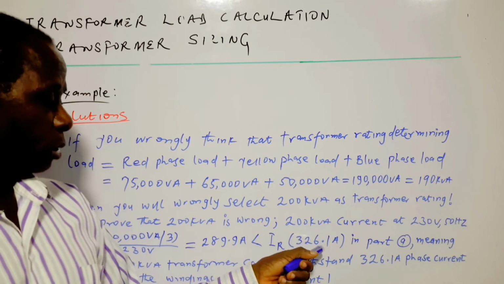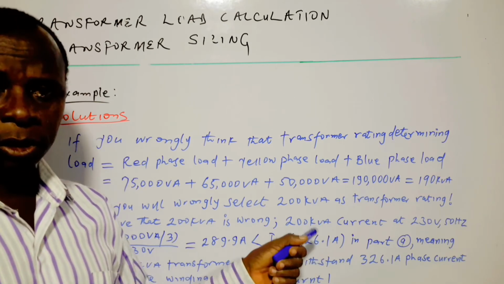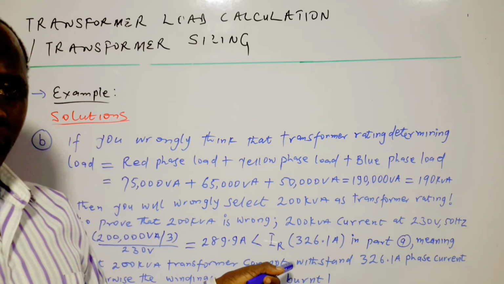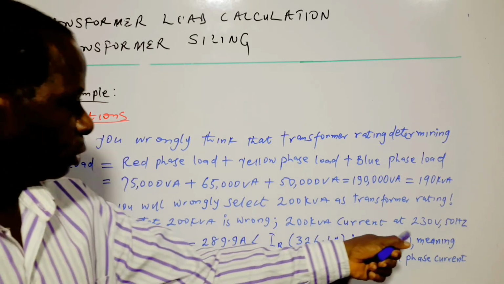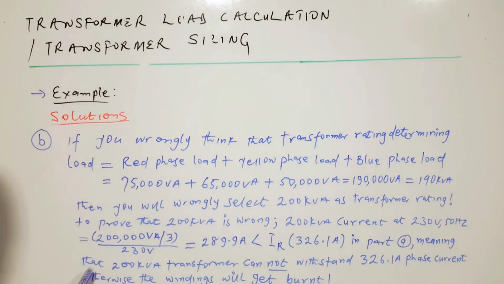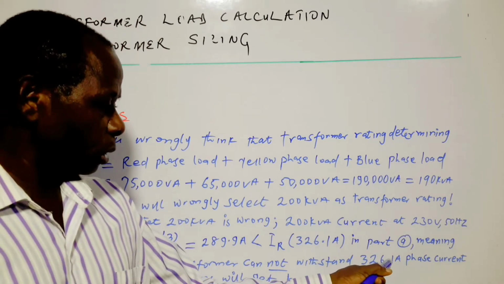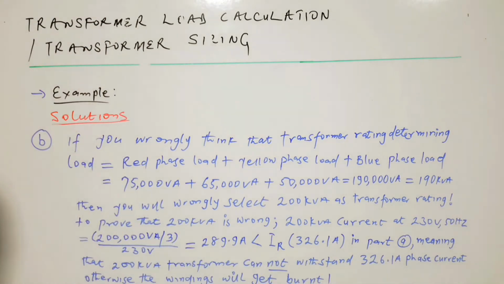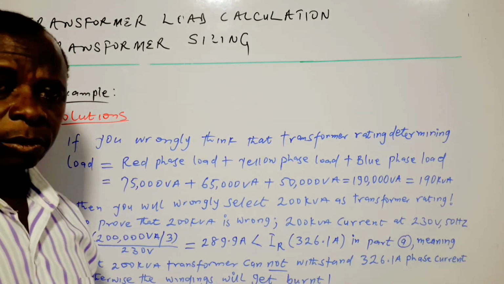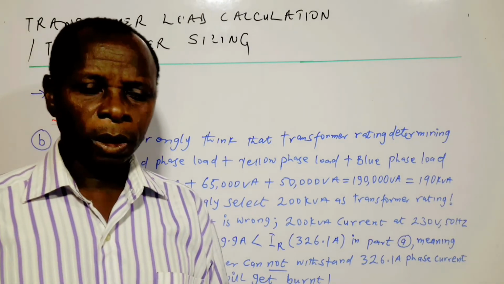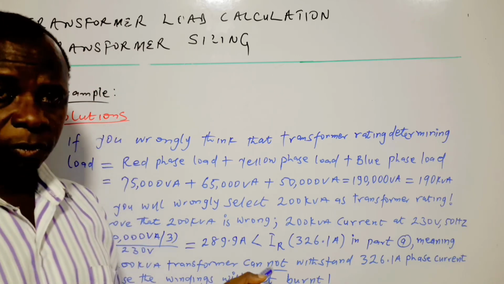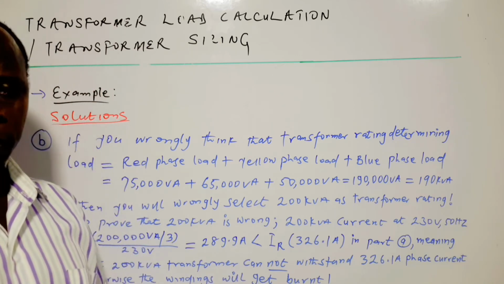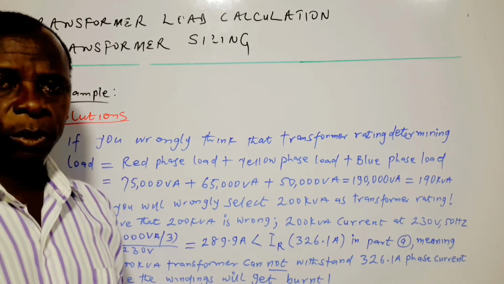And this 326.1 ampere in part A is the power requirement current for the red phase. This means that a 200 kVA transformer cannot withstand 326.1 ampere phase current. Otherwise, the windings will get burnt. So clearly, a 200 kVA transformer is not the right selection. So we move on and see what the right selection will be.